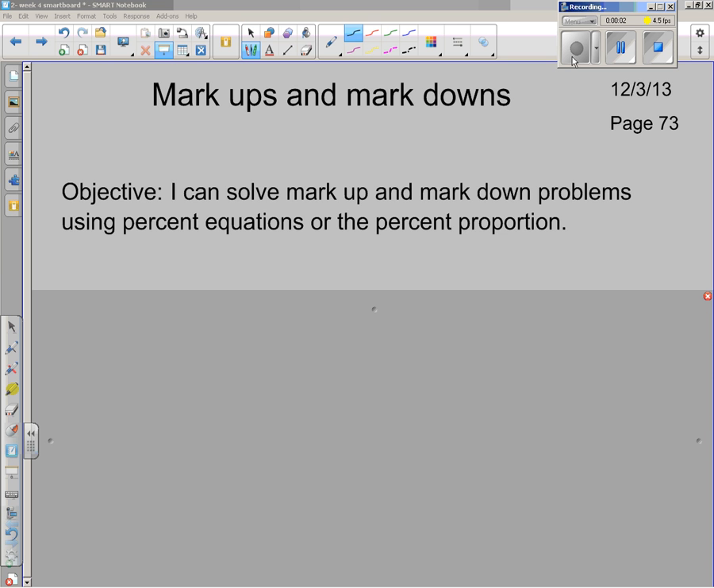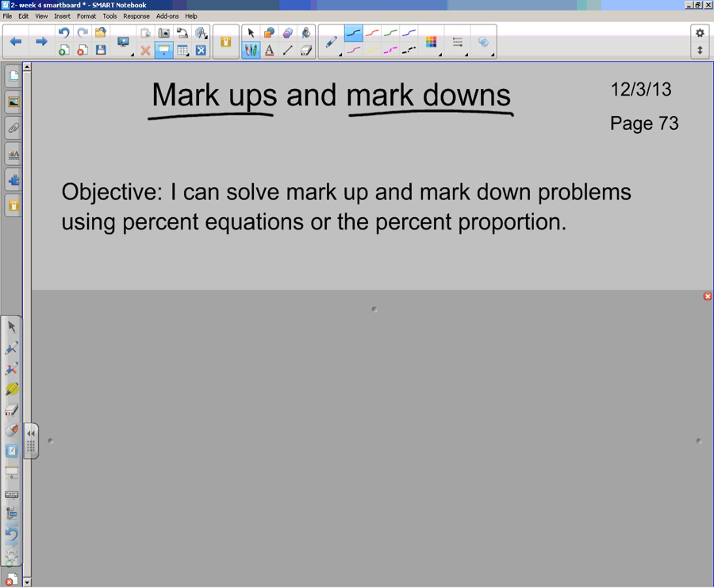Ladies and gentlemen, today's topic is markups and markdowns. We've been doing some basic percent work using the percent proportion, and we're going to be using that again today. So we're going to solve markup and markdown problems using percent equations. That's something new. It's something I haven't taught you, but I think you'll be able to catch on to it pretty quickly. Or the percent proportion.